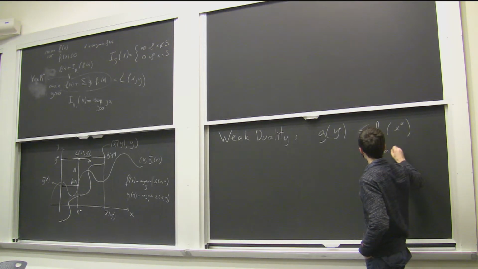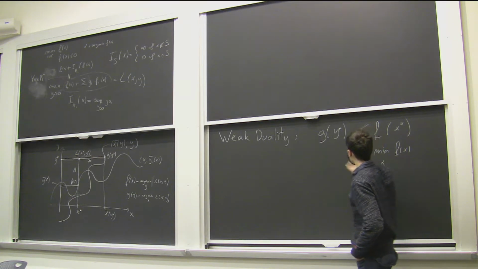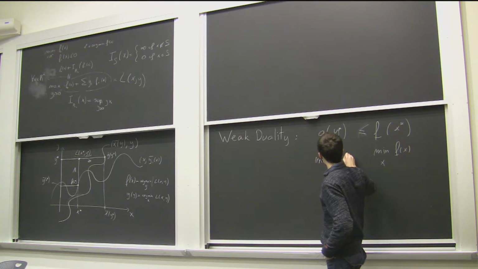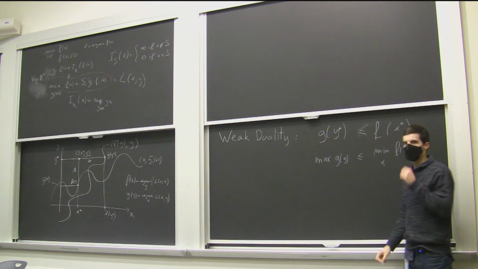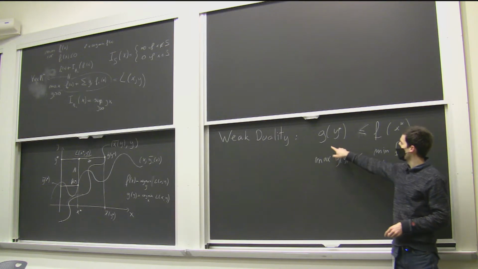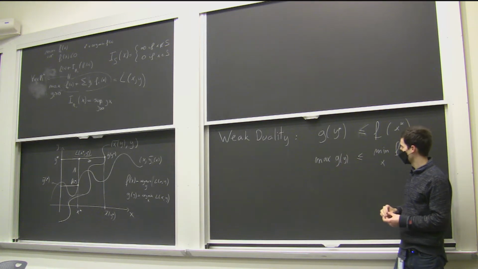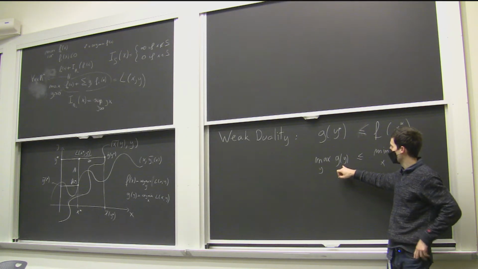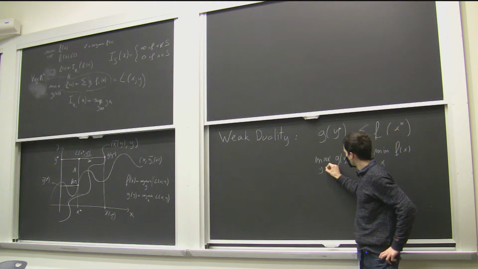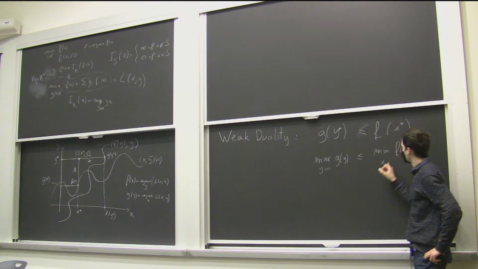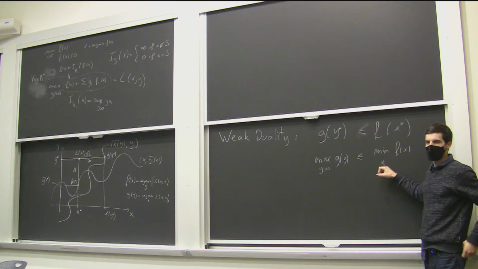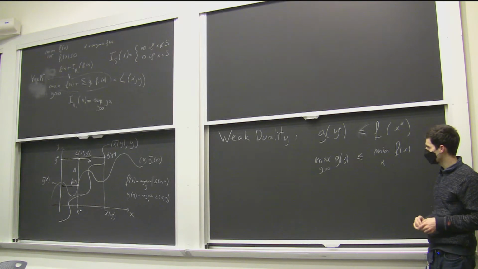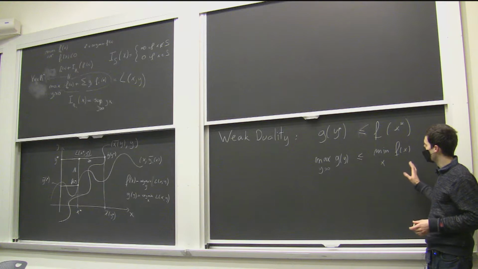This is the minimum of f of x, and this is the maximum of g of y. If the maximum is a lower bound, it means that for any feasible point y, g of y is a lower bound. And in our context, for any feasible point x, f of x is an upper bound. So this is weak duality.